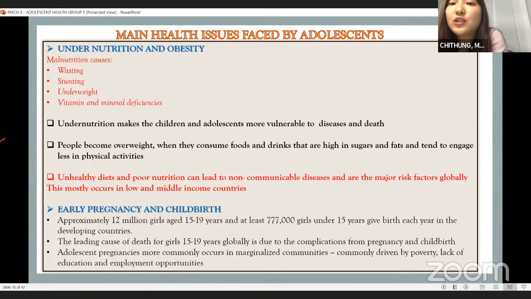Early pregnancy and childbirth. Approximately 12 million girls aged 15 to 19 years and at least 707,000 girls under 15 years of age give birth each year in developing countries. The leading cause of death is complications from pregnancy and childbirth. Adolescent pregnancies more commonly occur in marginalized communities, commonly driven by poverty, lack of education, and employment opportunities.